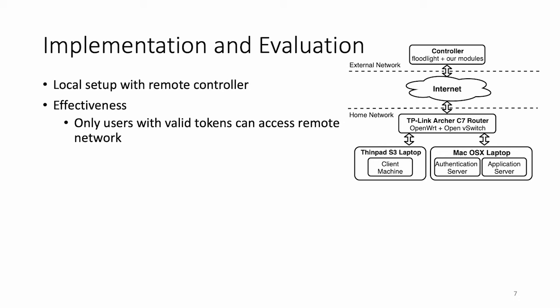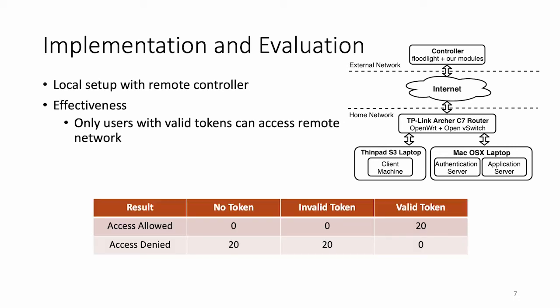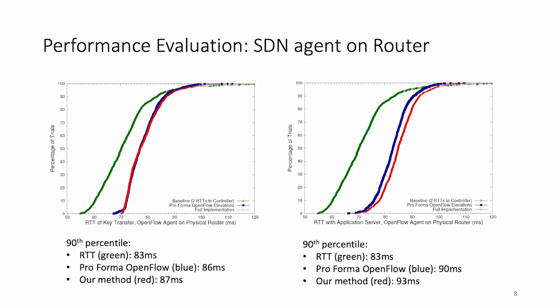First of all, we evaluated our effectiveness. We let the client authenticate in different situations: with no token, with an invalid token, and with a valid token. The result shows that only users who provide valid tokens can access the remote network, the application server. Next, we evaluated how much time our system adds to the original system.